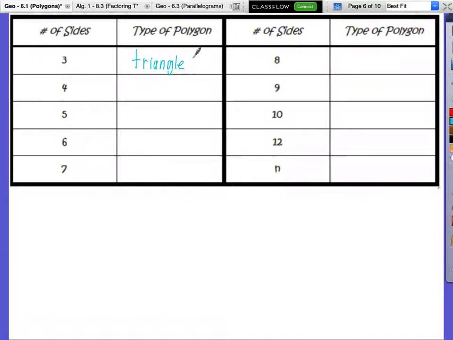So when we have four sides, we're going to call it a quadrilateral. Now there are many different types of quadrilaterals that we'll learn about in this chapter, but we'll call it a quadrilateral. Can we call it a quad? Quad means what? Four. And lateral means sides. So this means 4 sides, right? Okay. Does anybody know what we call it when it has 5 sides? Pentagon. A pentagon. Okay, penta is an abbreviation for 5.